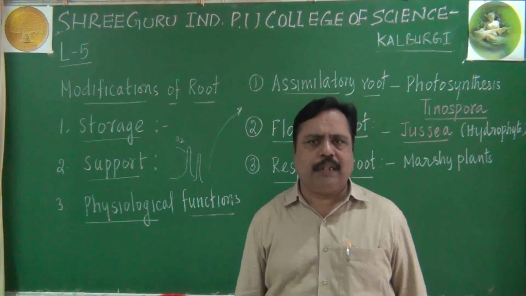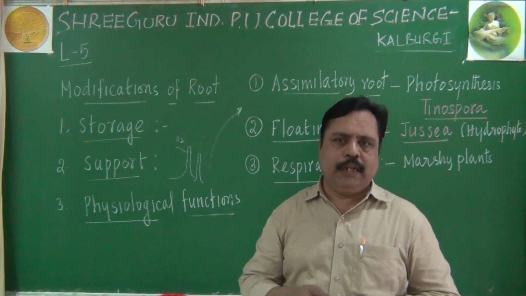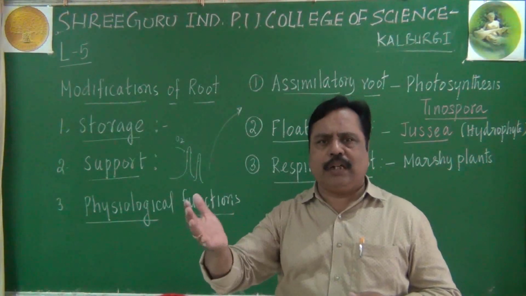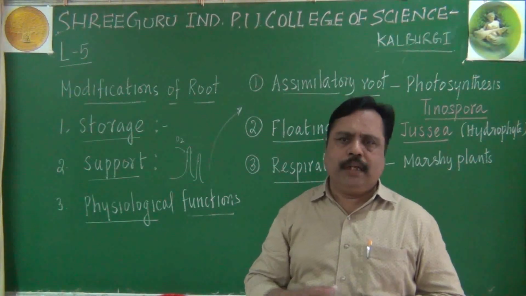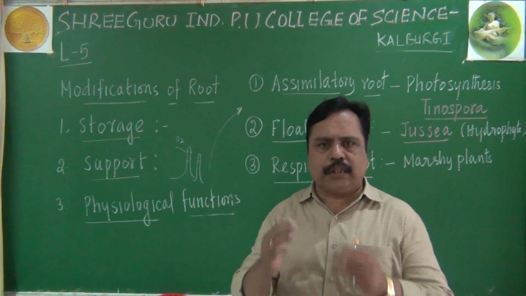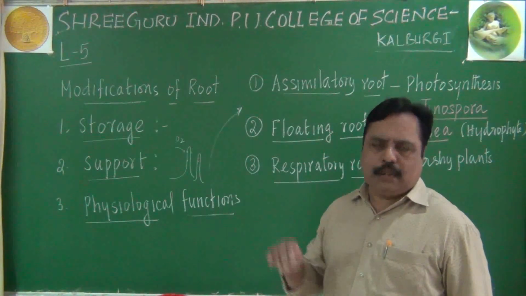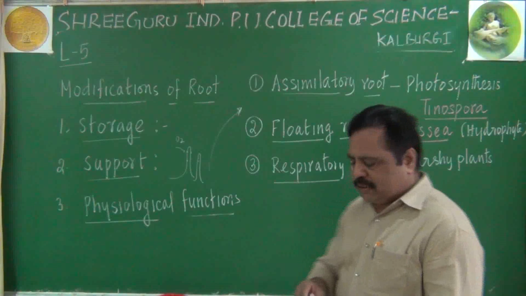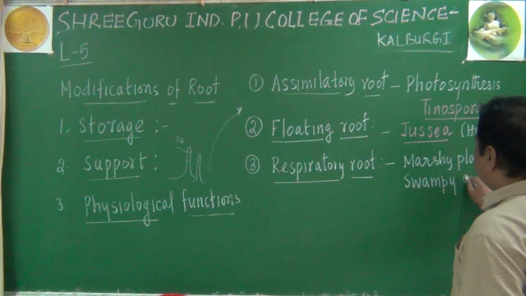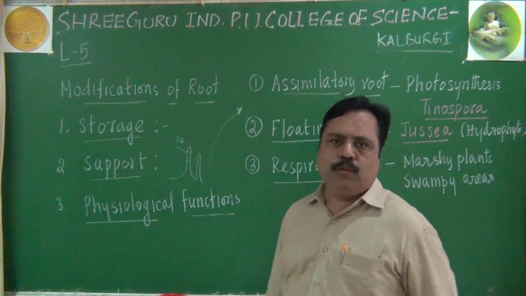What is a marshy place? The place where the river water meets the sea water. Between the river and the sea, there will be a place which is neither fully aquatic nor fully terrestrial. They will be more in salinity also. In such saline or salty soil, the plants growing there are called marshy plants, or swamp places they can be called. That area is otherwise known as swampy areas. In such swampy areas, we come across respiratory root actually.